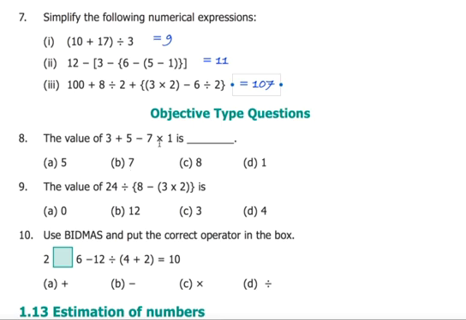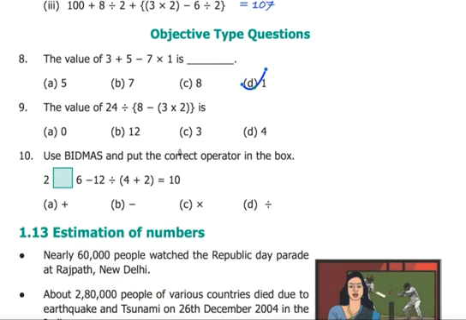And in this one multiplication comes first. Thereafter addition. 8 minus 7 is 1. I need not write it because the options are available. Just put a tick mark. 6, right? 8 minus 6 is 2. 24 by 2 is 12.